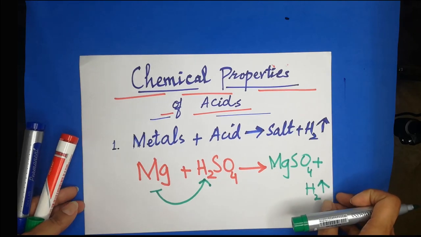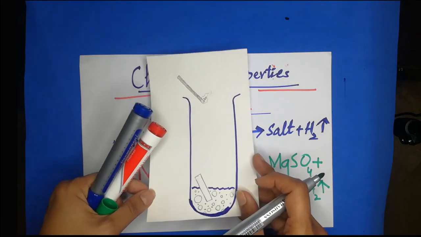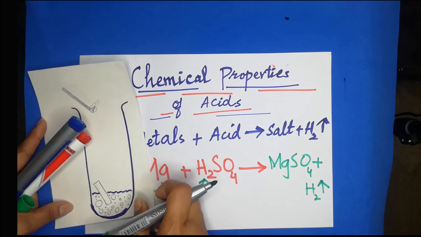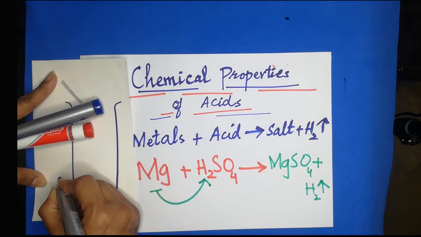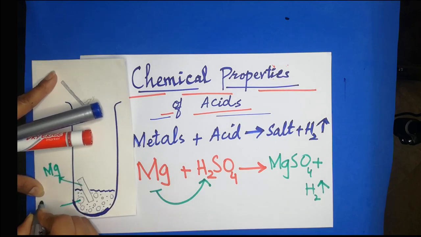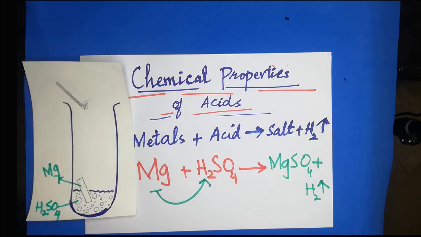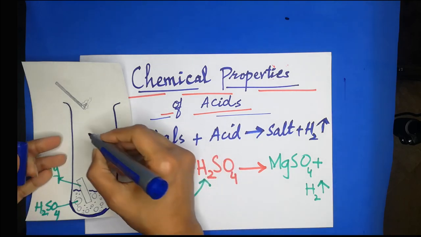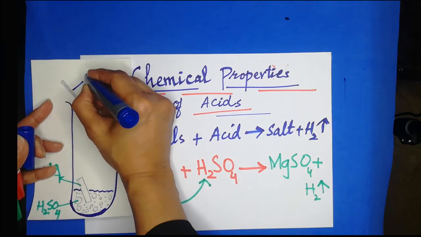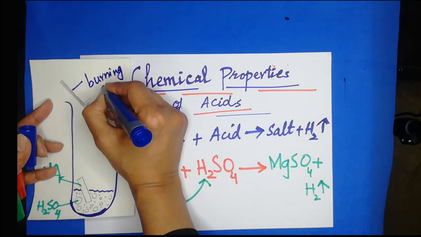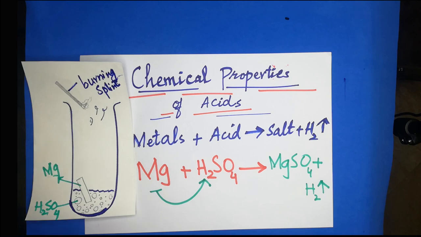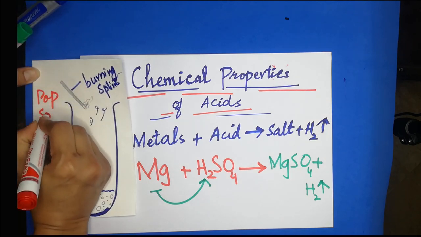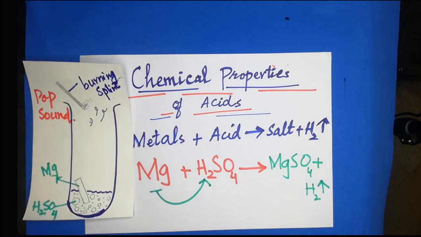If we look at this diagram, we label it as magnesium metal and here we have sulfuric acid. Then fumes or bubbles of gas will be evolved. Those bubbles of gas will be checked with the burning splint. In observation, we will observe the pop sound, which is the identification test for hydrogen gas.